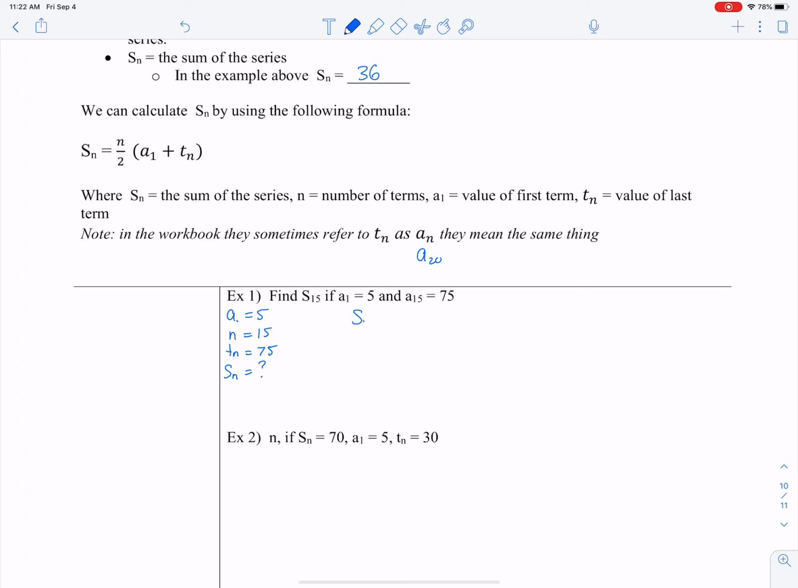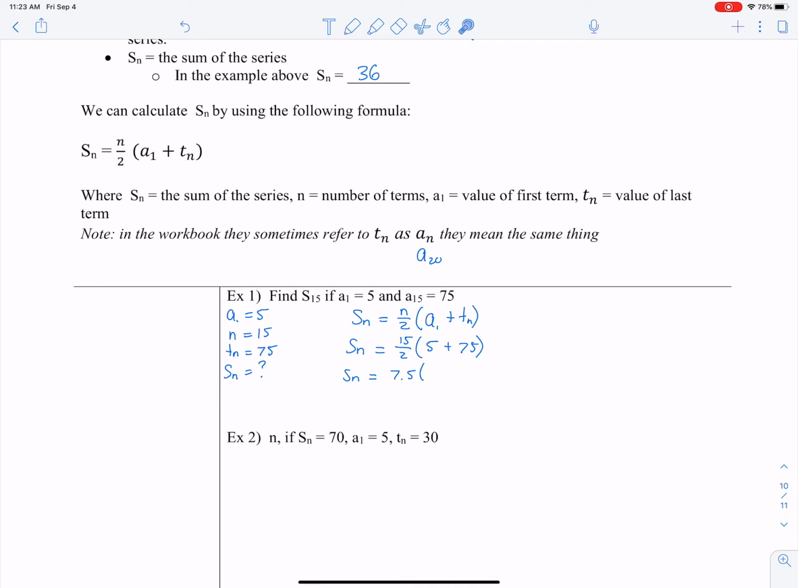So we're going to write out our formula. Sn is equal to N over 2 times A1 plus Tn. Then we fill in the information we know. We don't know what Sn is. We know our N is 15, our A1 is 5, and our Tn is 75. Now here we have a fraction, 15 over 2. You could work with this fraction and multiply it into the brackets, but it's much easier to just turn it into a decimal. 15 doesn't divide perfectly by 2, but we can still write it as a decimal. So Sn is equal to 7.5.